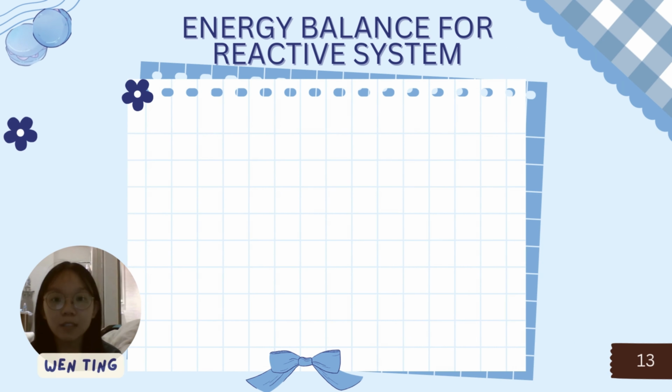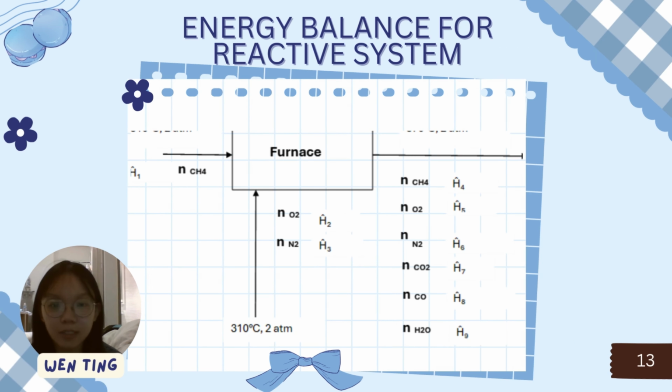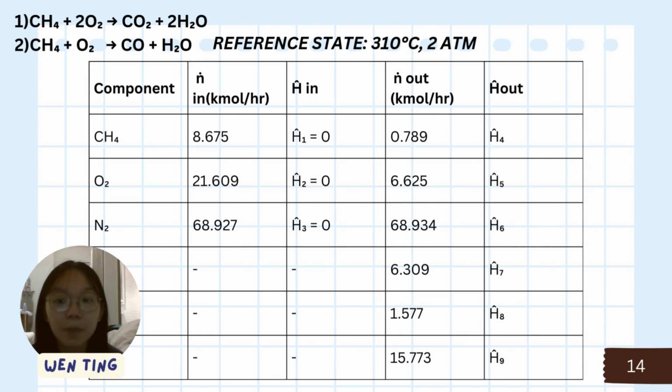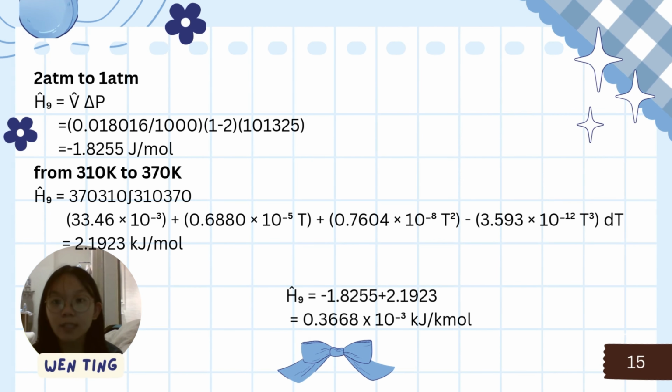So next, for the reactive system, we use the conversion of methane. We have two reactions for this system, which are complete combustion and incomplete combustion. First we list out all the components involved and the data given, and we take the reference state as 310 Celsius and 2 atm. For example, if right now we want to calculate the enthalpy change for H9 and there is a pressure difference, we use the formula V delta P. After that, we calculate the enthalpy change from 310 Kelvin to 317 Kelvin. When we sum it up, we get the answer for H9.